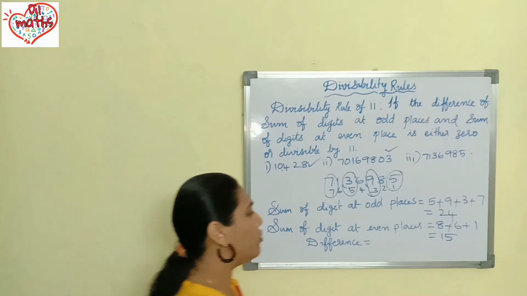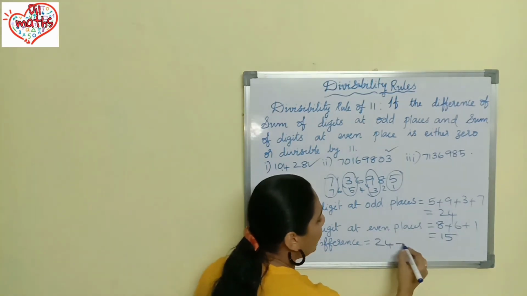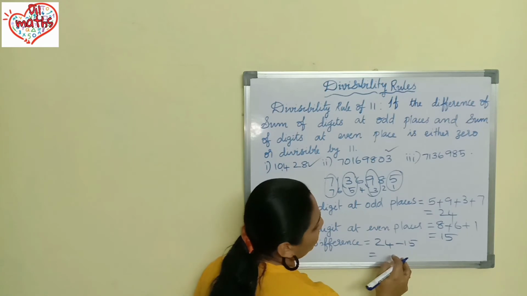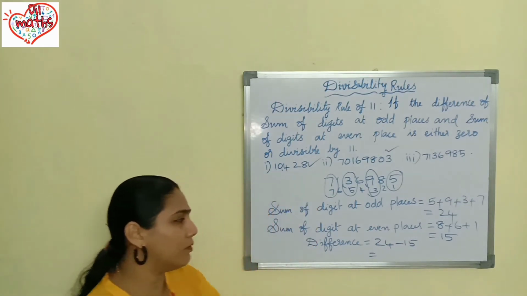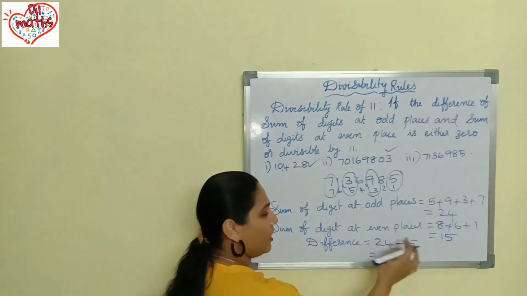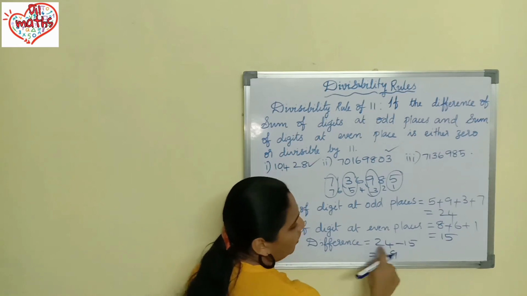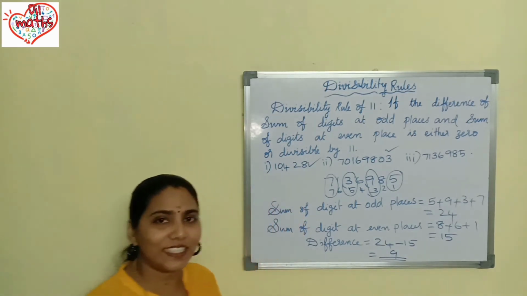Now what should we do? We have to find out the difference. 24 minus 15. What do you get? So 4 minus 5 is not possible. We have to borrow 1. Then 14 minus 5 is 9. 1 minus 1 is equal to 0. We got the difference as 9.